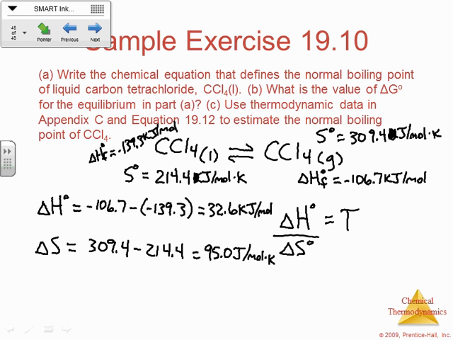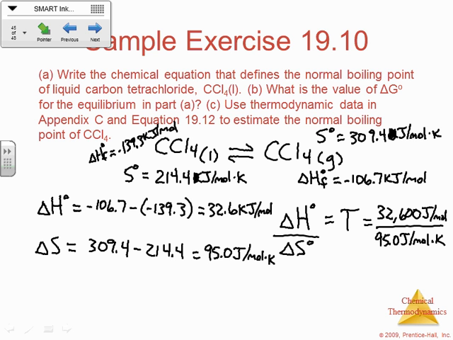So then we have to change one of these. It really doesn't matter which one you change at this point. So, you know, just because it's a little bit easier for me to have a bigger number here. So basically to find your T, you take 32,600 joules per mole over 95.0 joules per mole times Kelvin.